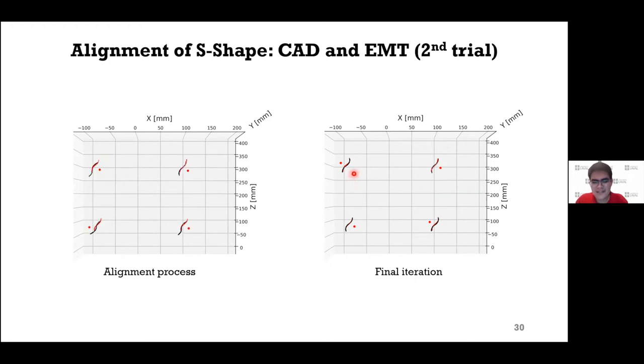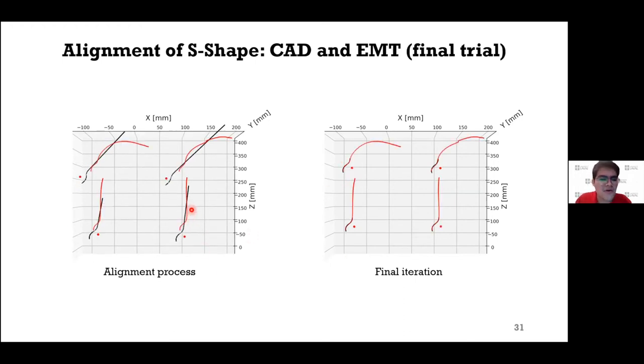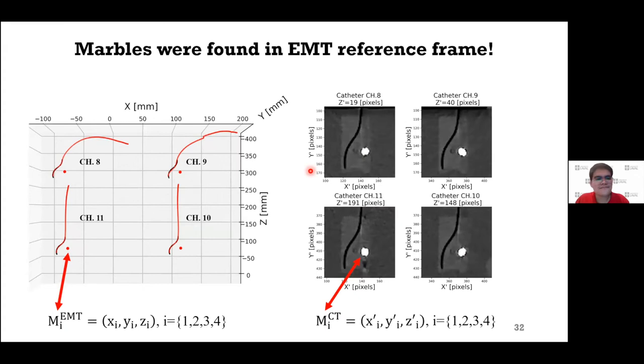What did work for me was to add extra points in the CAD model in the end, so as to break the symmetry between the S shapes. And I did it in two steps. I first did an alignment, and after that, I got rid of the extra points I added and did a second alignment. So now the marbles in the EMT reference frame were found. Okay, we have the 3D coordinates in the EMT reference frame. But now we have to find the 3D coordinates of the marbles in the CT reference frame.